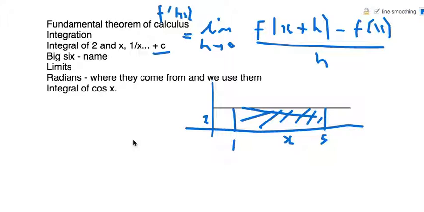We integrated cos x from 0 to pi by 2, and we found the area of that shape, which I always find weird, was 1, which still amazes me that a curvy shape like that has got the area of a square. But there you go. Hopefully you found that useful and interesting.